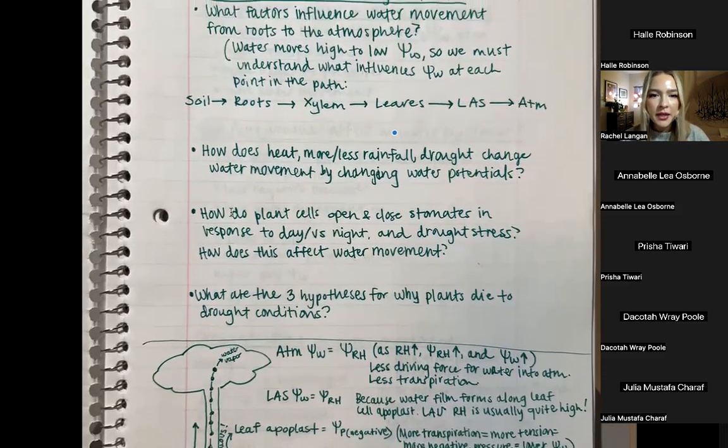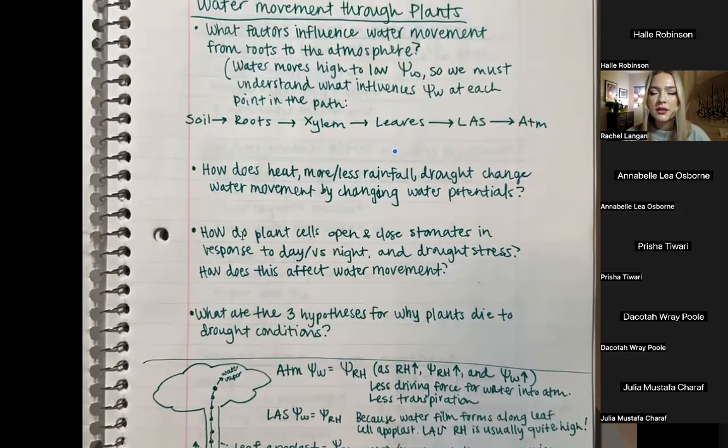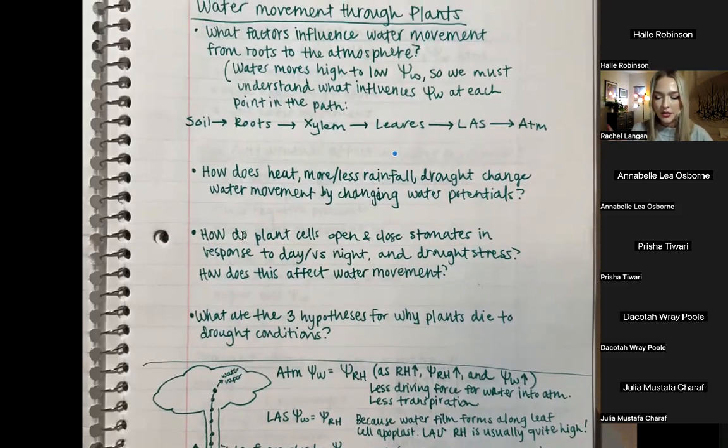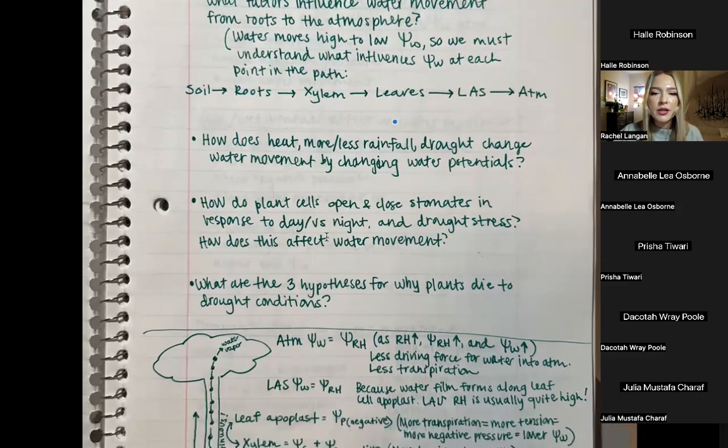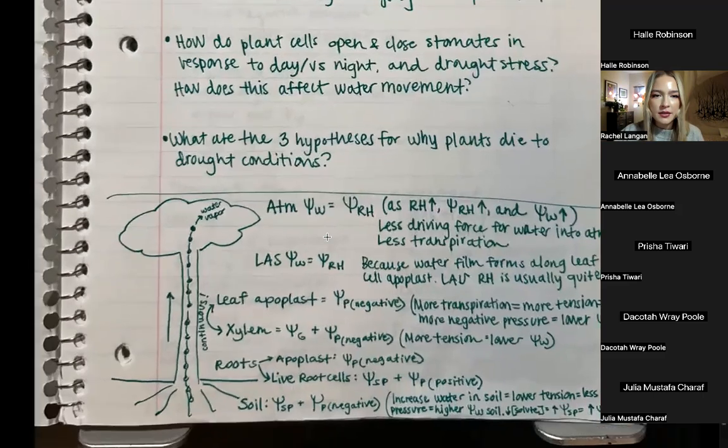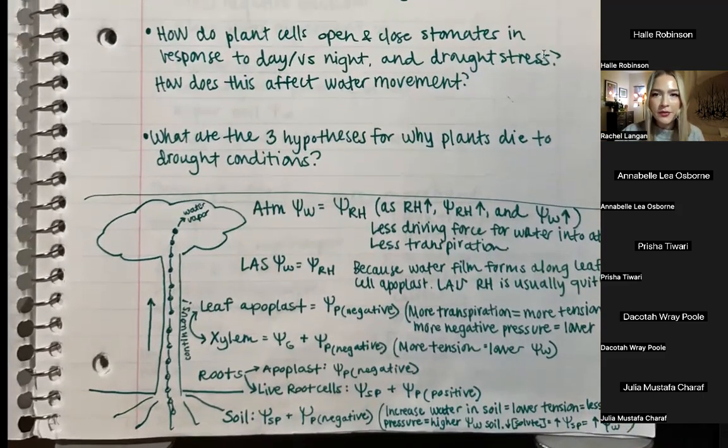Then how do plant cells open and close their stomates in response to day versus night? And then also in response to drought. And then how will this affect water movement? And then also, what are the 3 hypotheses for why plants die to drought conditions? Okay, so we're going to start by what are the factors that influence water potential at each of those levels.